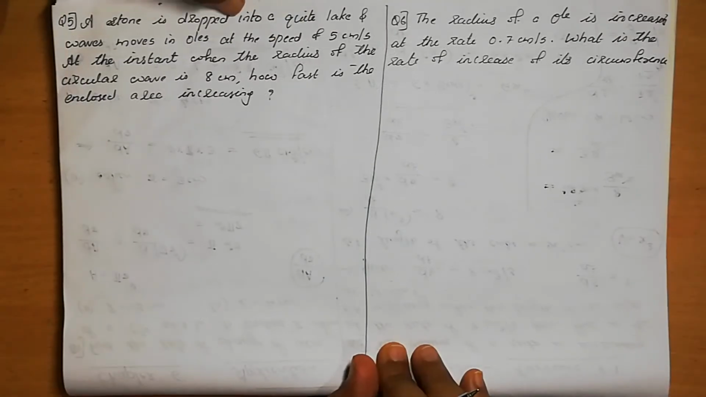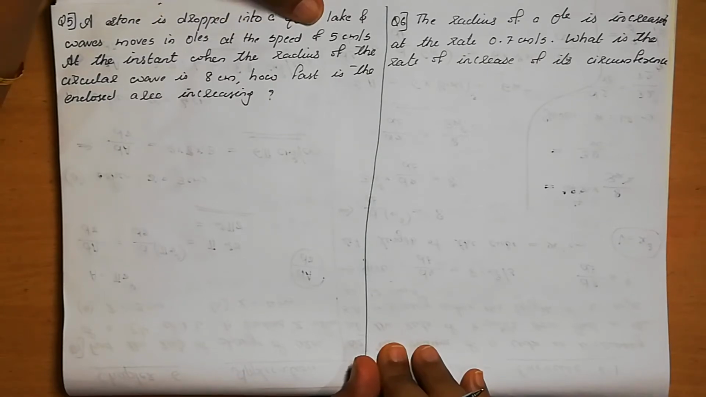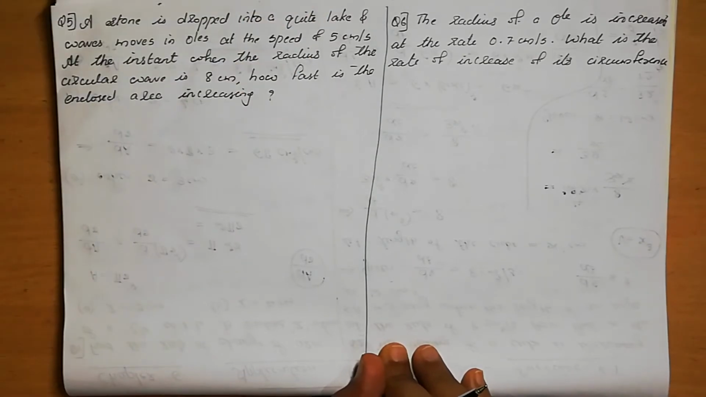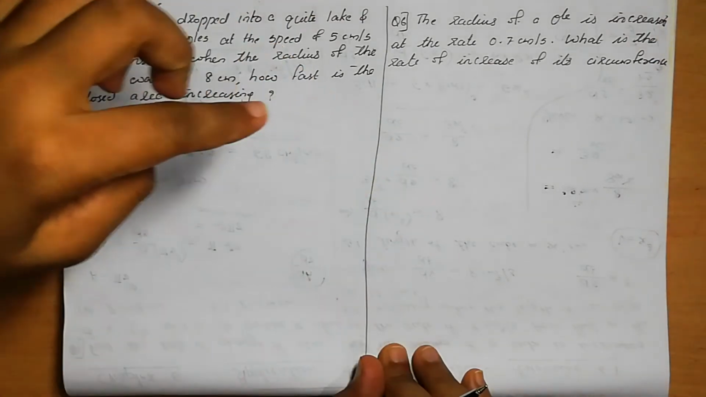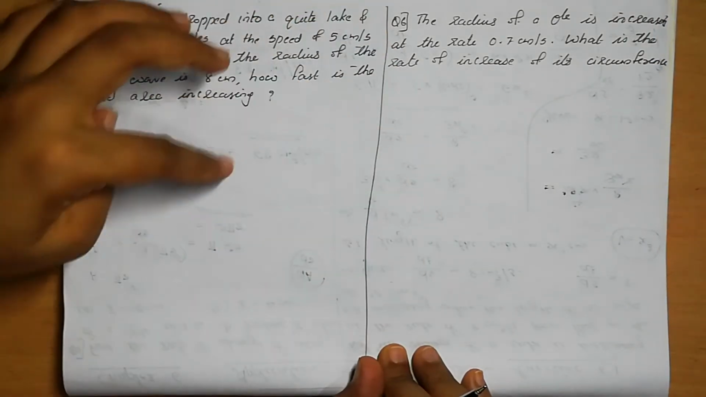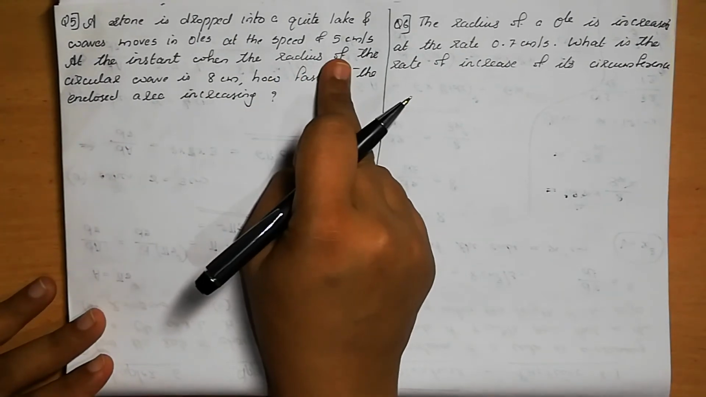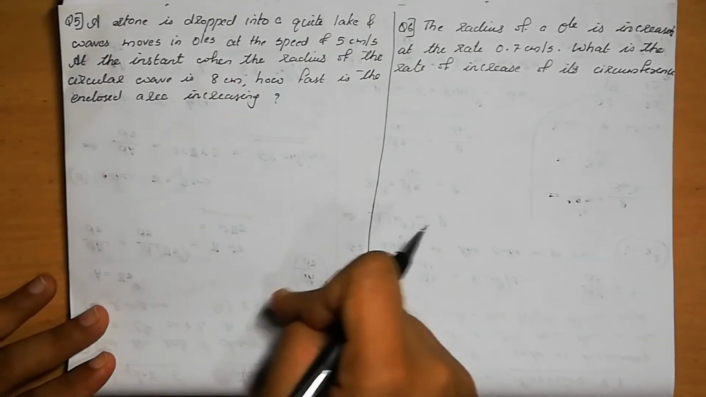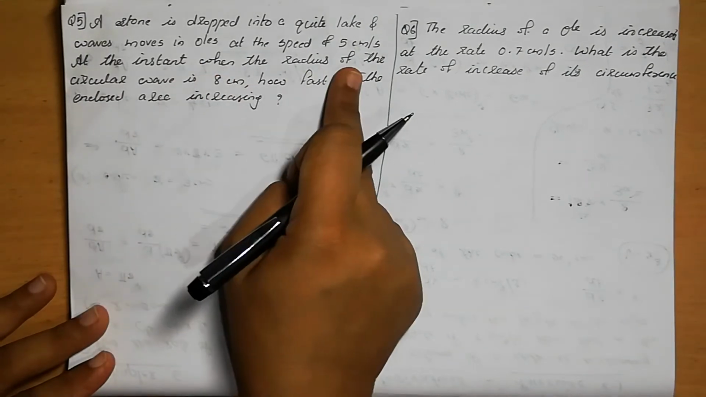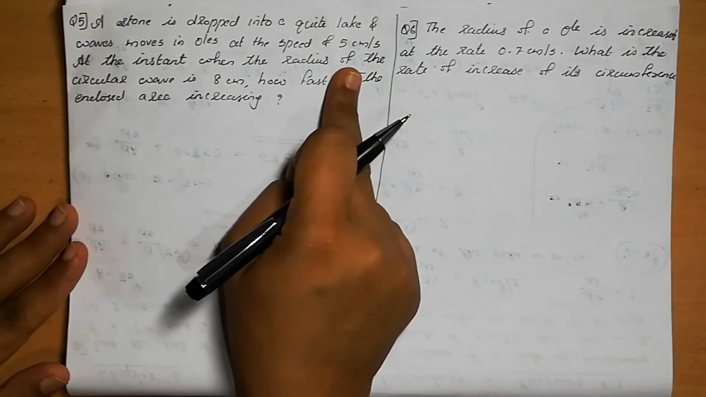Question number 5. A stone is dropped into a quiet lake and waves move in circles at the speed of 5 centimeter per second. When we drop a stone into the pond, the waves move in a circular pattern only, right? So what is given here? 5 centimeter per second is given as what? Radius, right? The waves move in the circular shape, 5 centimeter per second is given.